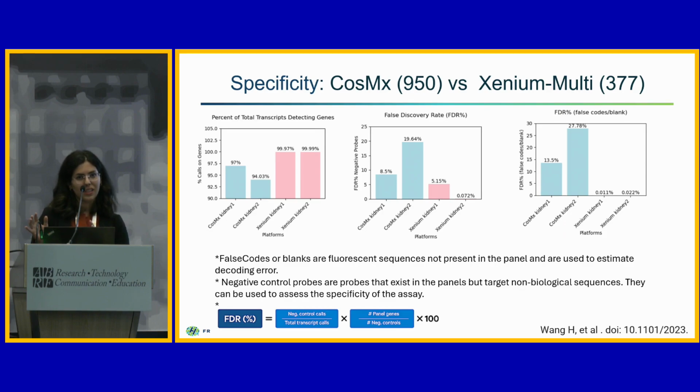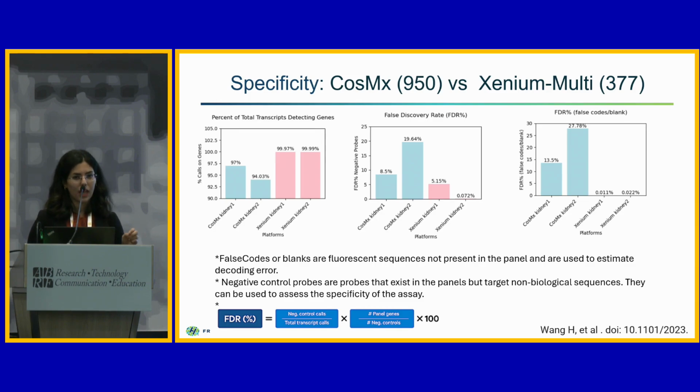So sensitivity is just one part of the question. The other thing that we want to see is how specific these are. In order to look at the specificity metrics, I looked at different things. The very first one was looking at the percentage of the total transcripts that are detecting genes. You might ask what other things they might detect.